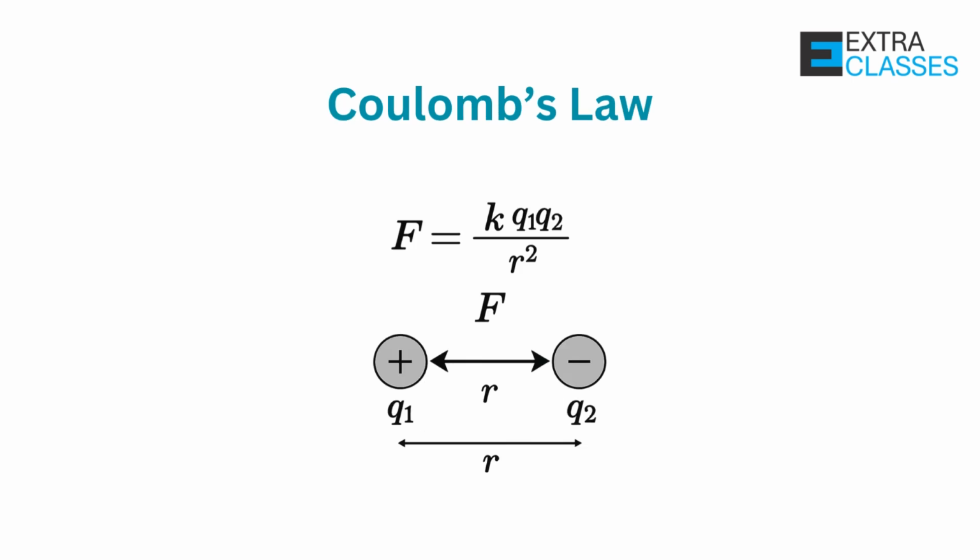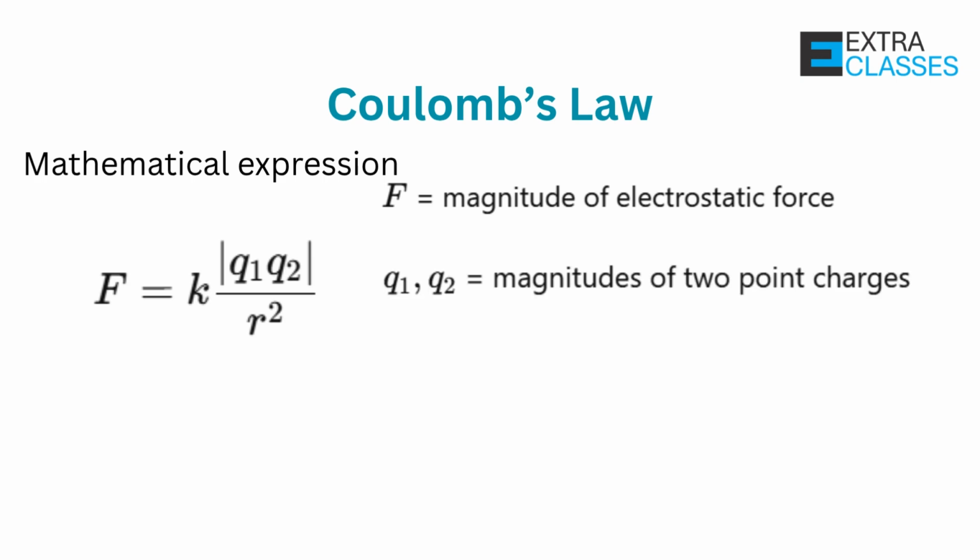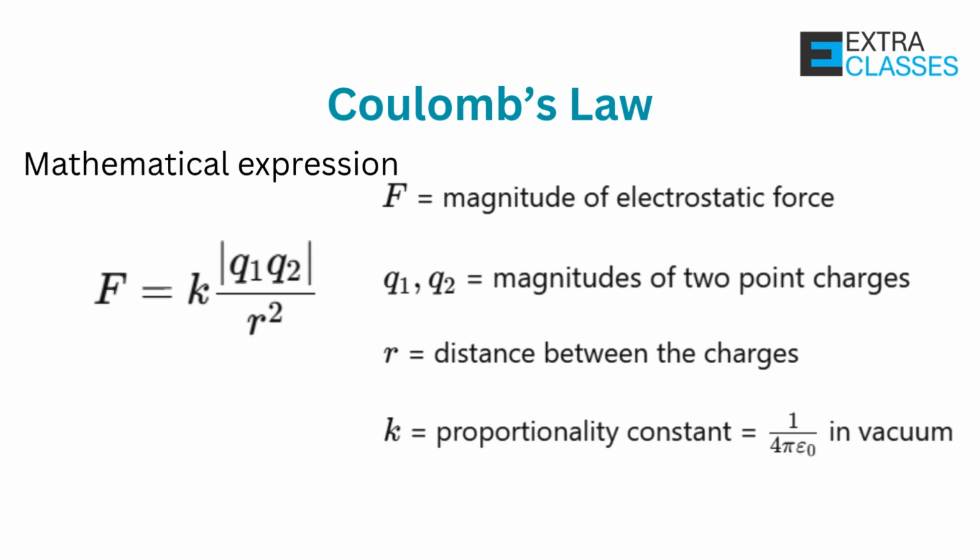Coulomb's law states that the electrostatic force of attraction or repulsion between two stationary point charges is directly proportional to the product of the charges, and inversely proportional to the square of the distance between them. Here's the mathematical expression, where F is equal to magnitude of electrostatic force. Q1 and Q2 are the magnitudes of two-point charges. R is the distance between the charges. And K is the proportionality constant in vacuum.